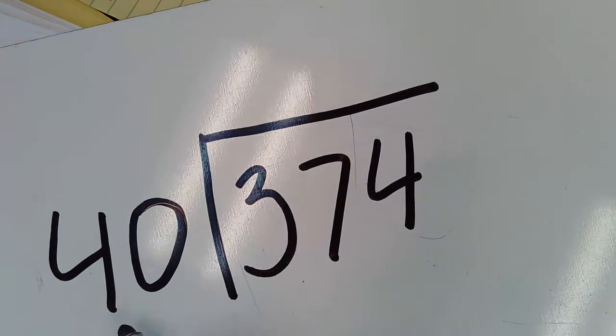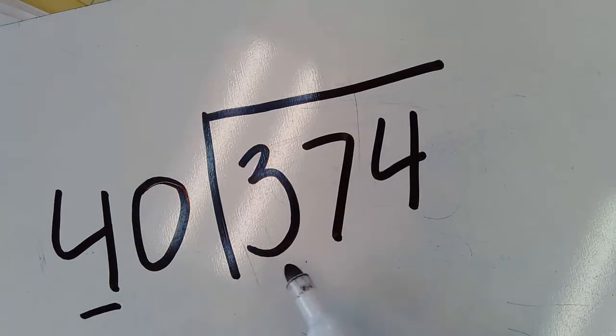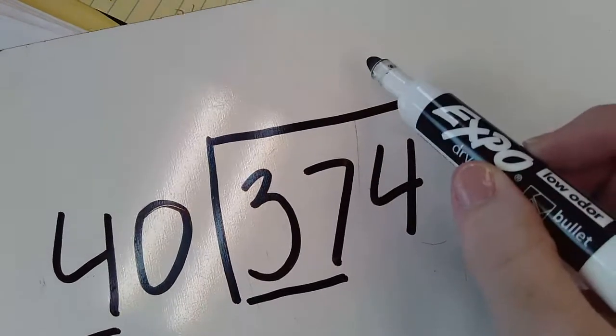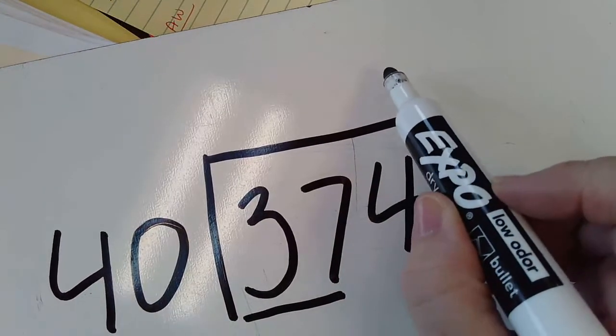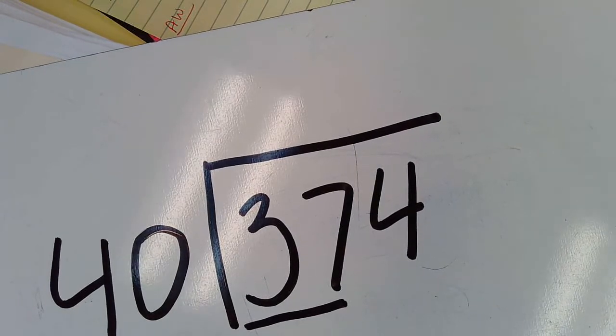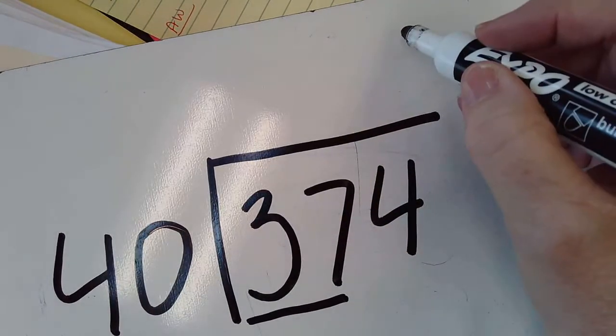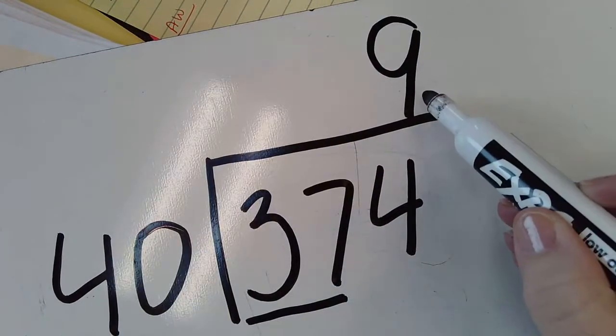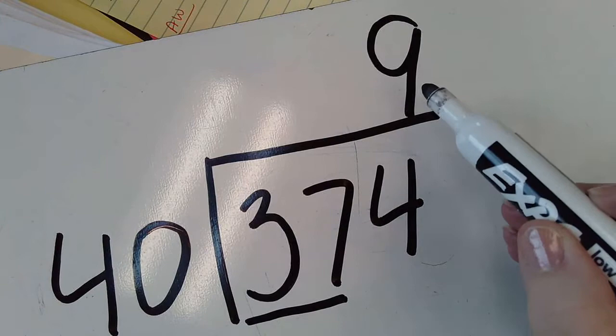So the way you think about this is you look at the 4 and you think, how many times will 4 go into 37? That would give you an idea of what number to put up here. So if you use your multiplication chart, 4 times 9 is 36. That's as close as you can get without going over. So the 9 goes up here. That's your divide.